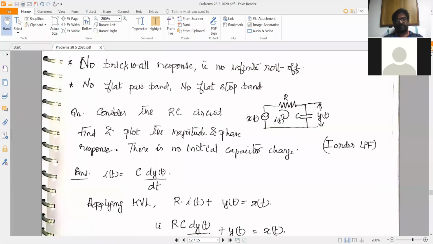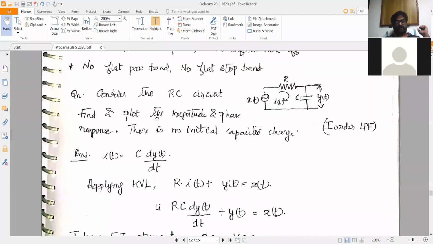So consider the RC circuit in the figure. Find and plot the magnitude and phase response. You can assume that there is no initial capacitor charge, so zero initial conditions are applicable here. With zero initial conditions, you do not need to apply unilateral Laplace transforms if you are using Laplace, since you don't have any initial conditions.